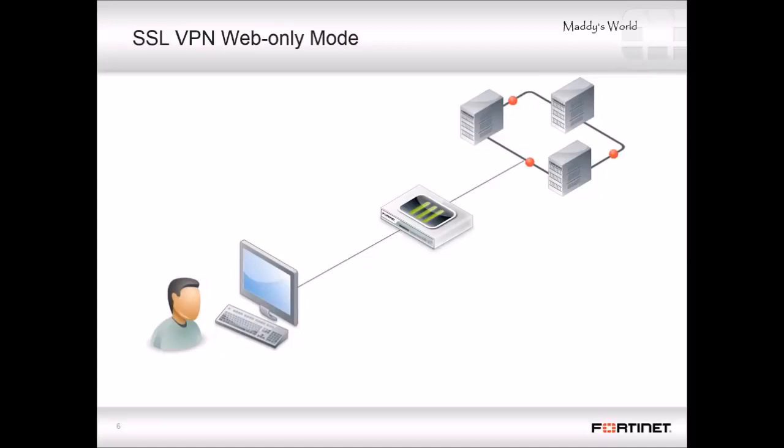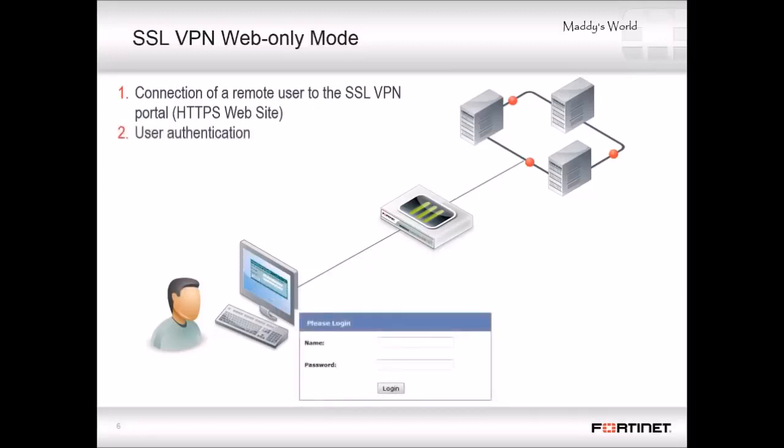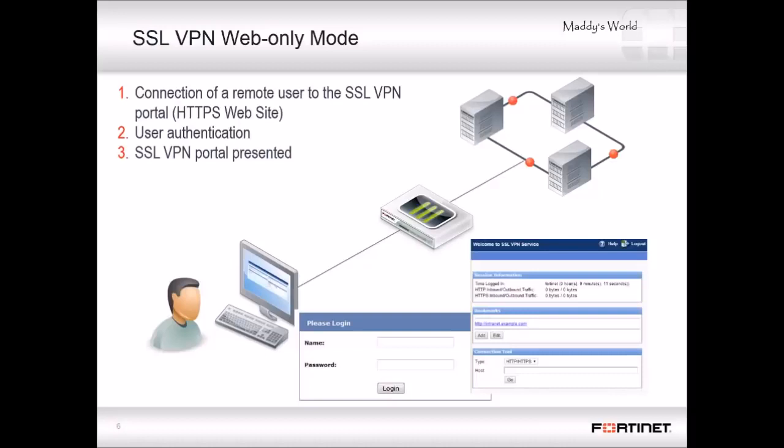The Fortigate unit supports three different SSL VPN modes: web-only, tunnel, and port-forward. Let's start with web-only mode and the procedure to establish a web-only SSL VPN. The first step for web-only is to connect using HTTPS to the Fortigate device from any browser. The next step is to enter the credentials for authentication. After that, an SSL VPN portal is presented.